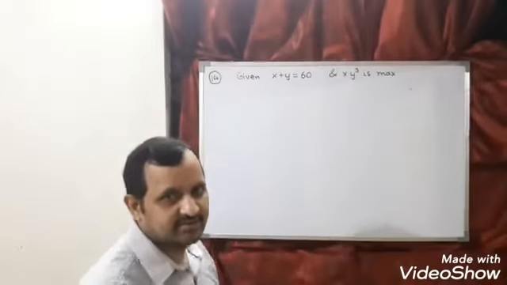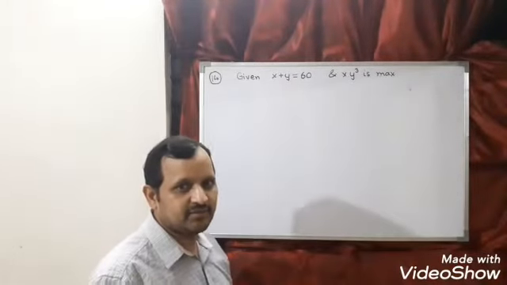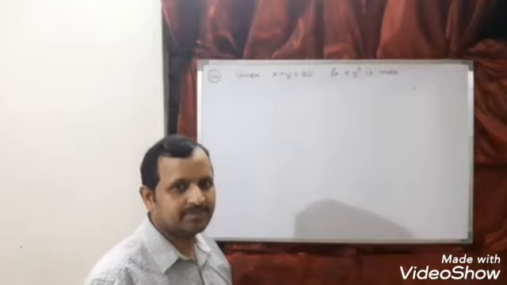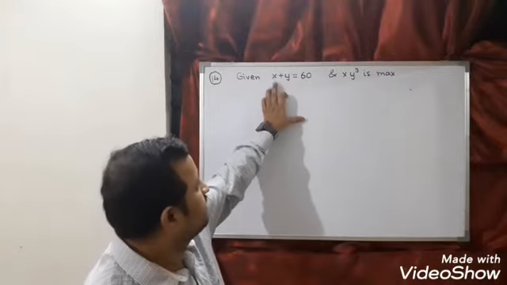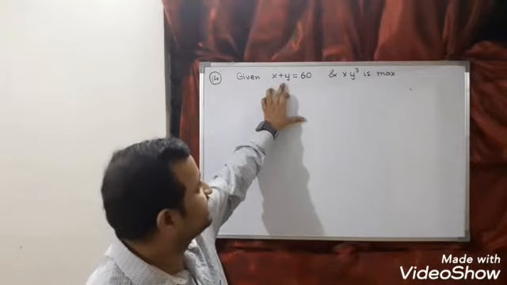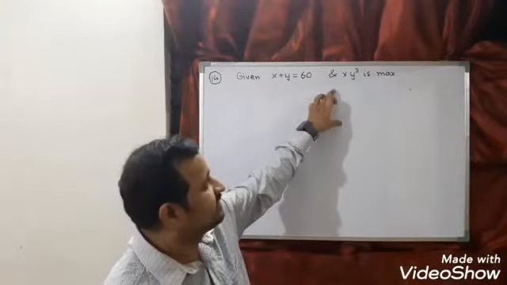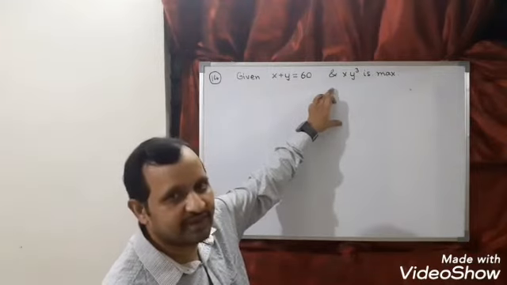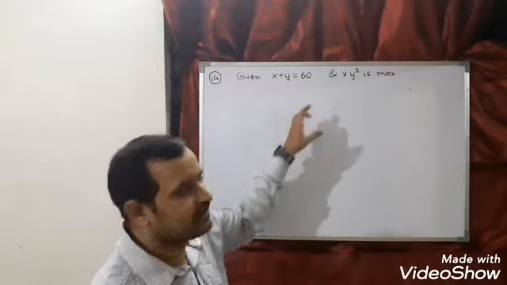Good morning students. Last class we have seen the working rule to find maximum and minimum value of a function by using the first derivative test. Let us continue further. This is question number 14. The question given is: x and y are two positive numbers where x plus y is equal to 60 and x y cube is maximum. So we have to find the values of x and y.